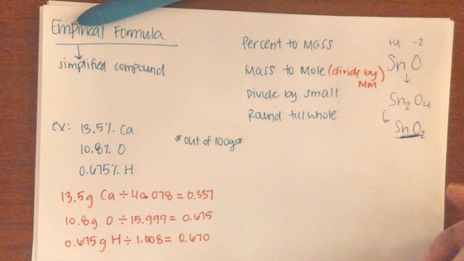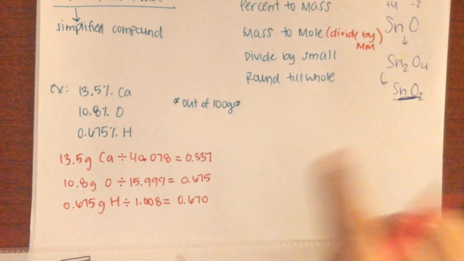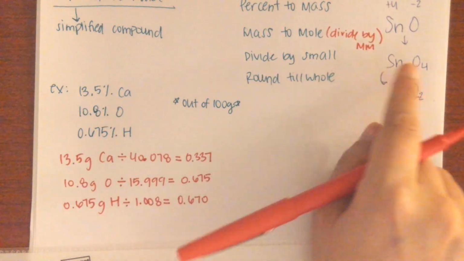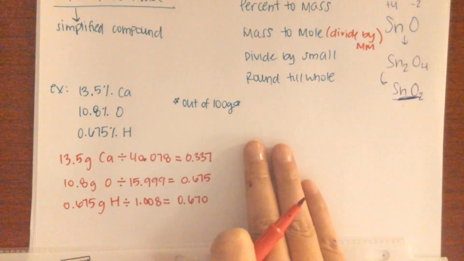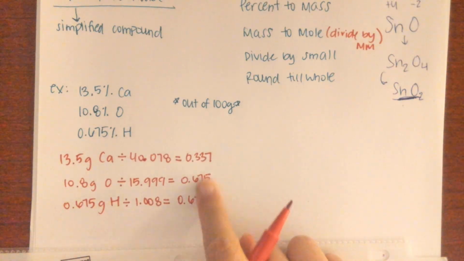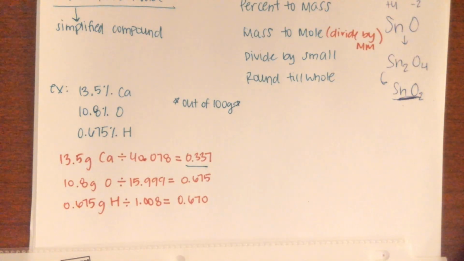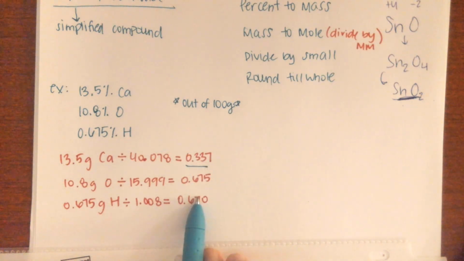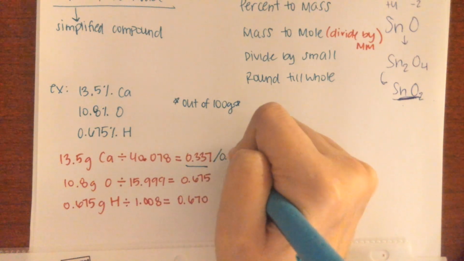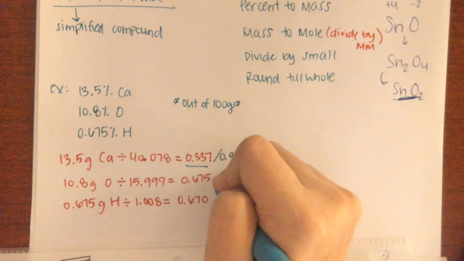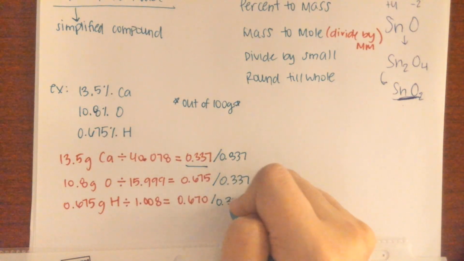Divide by small. So technically it's divide by the smallest out of these numbers, but I just put divide by small because it just ruins the vibe of the poem. But anyways, with these 3 numbers, the smallest out of these 3 is 0.337. So we're going to divide all of these numbers by 0.337, because we're trying to get subscripts here.